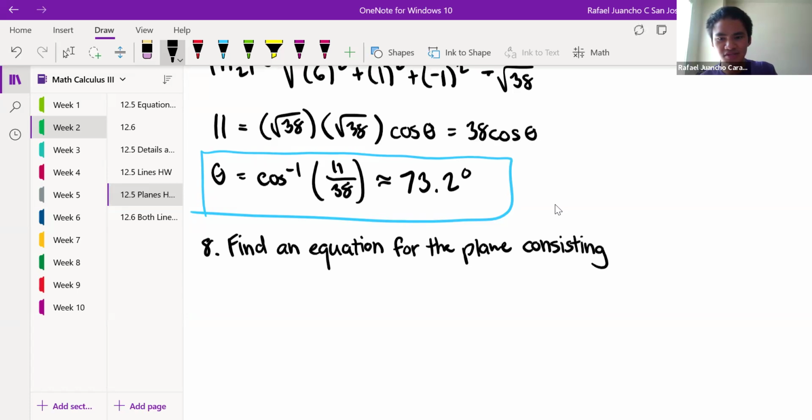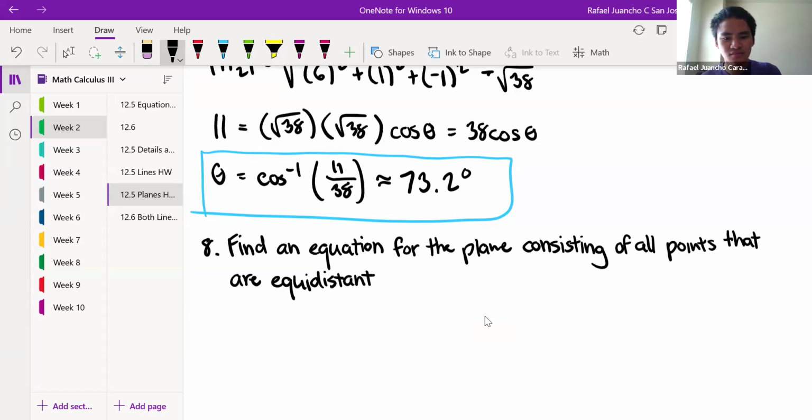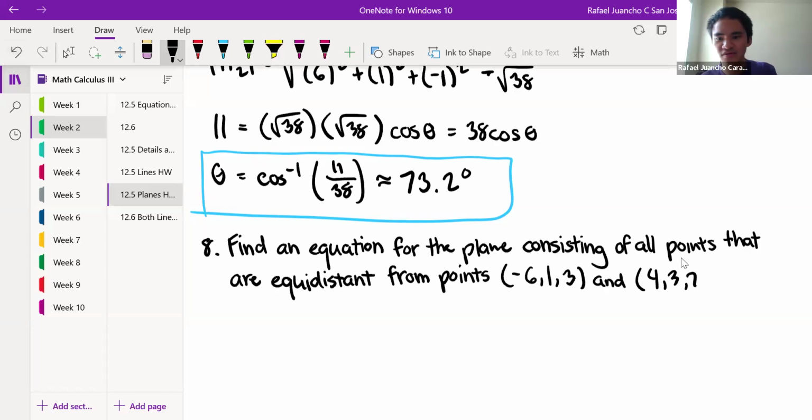Find an equation for the plane consisting of all points that are equidistant from points (-1, -6, 1) and (3, 4, 3, 7)... yeah, very interesting here.